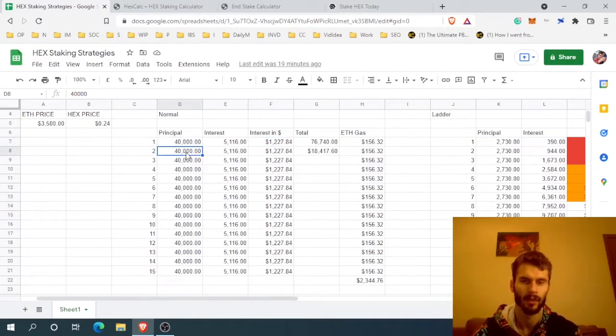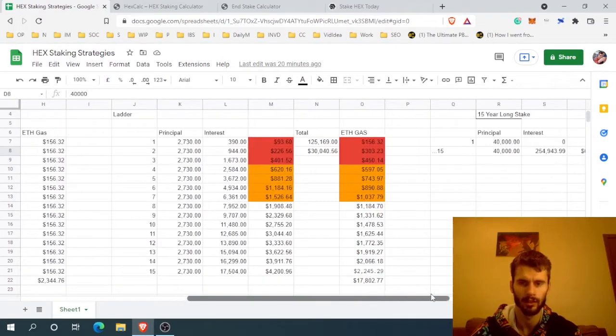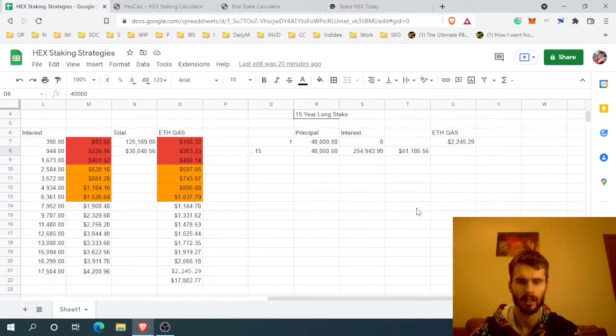Now, if you were to put your principal and interest into stake again for the second year, at the end you would probably have something close to the 40% APY you get with a 15-year stake, as this basically just simulates the compounding interest that you get.